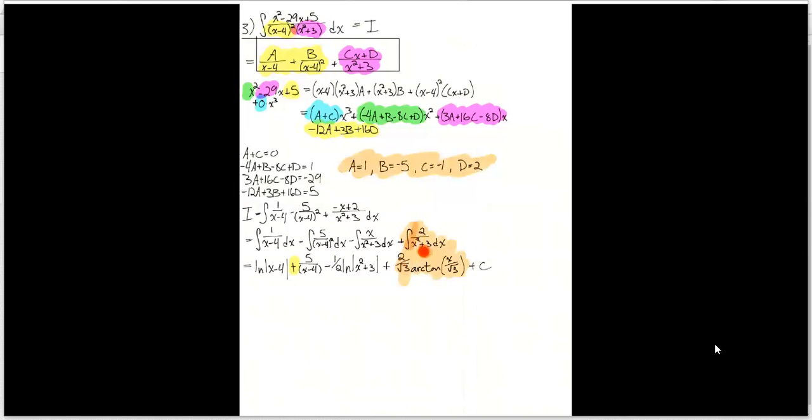How dark can I make it? Pretty dark. Okay.